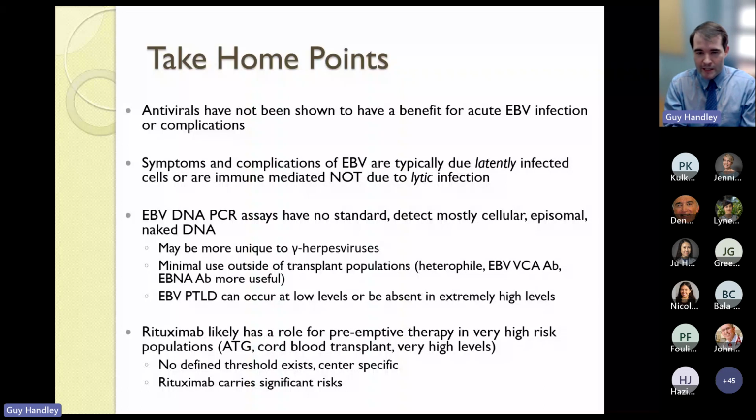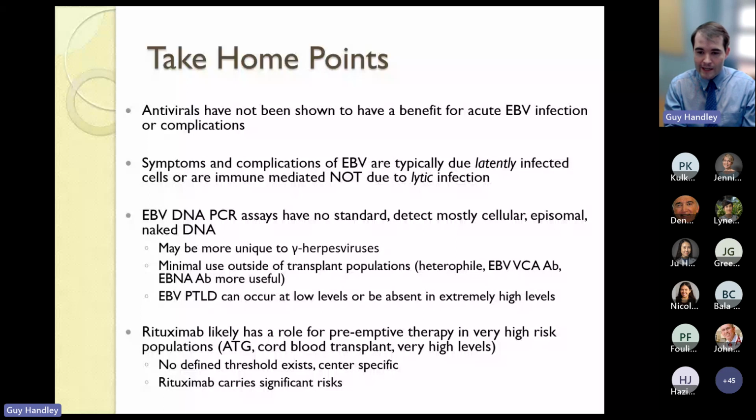The DNA assay really has limited utility outside of transplant populations in terms of predicting PTLD. But even then, it can occur at low levels or be absent in extremely high levels. So we really need a better way to predict who's going to develop PTLD outside of just the DNA PCR.